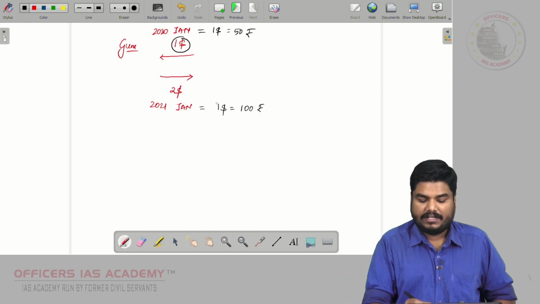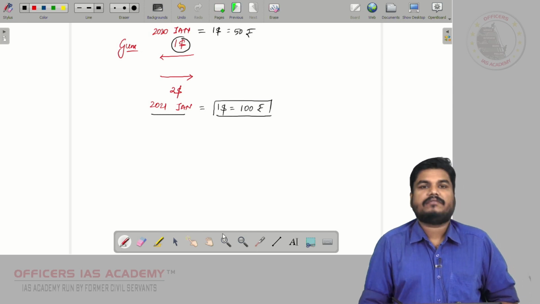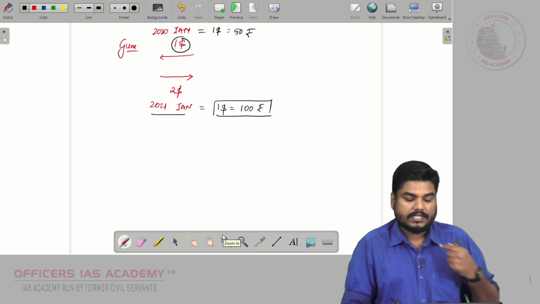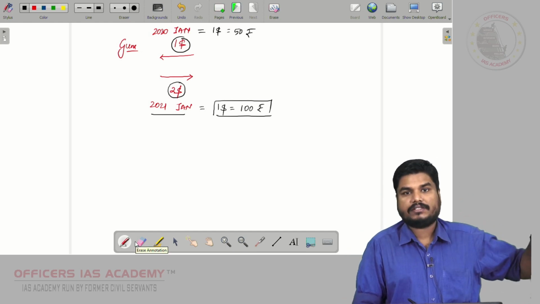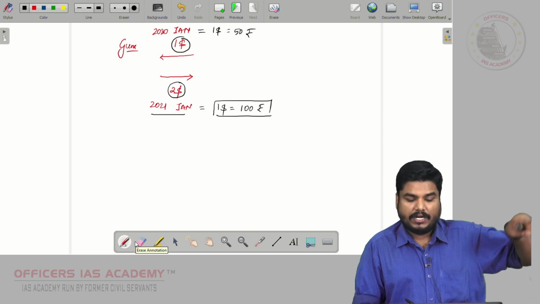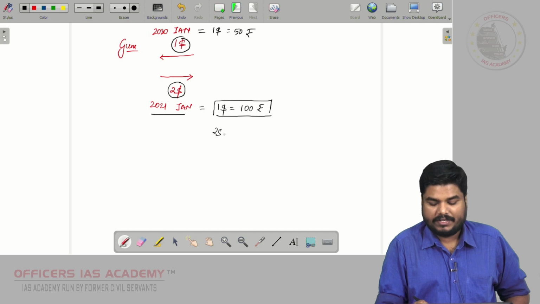But unfortunately, in 1 year, the rupee value got depreciated. What is my promise? I promised to repay $2. So, I have to pay $2. But today, when I pay $2, $1 is 100 rupees. So, $2 becomes 200 rupees.